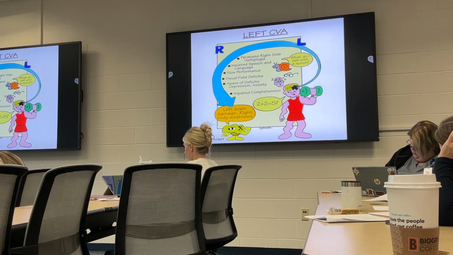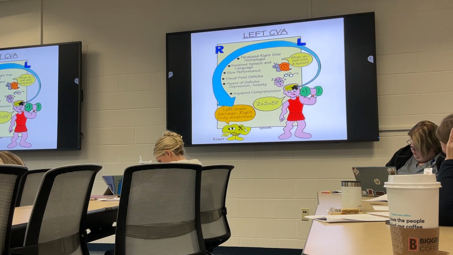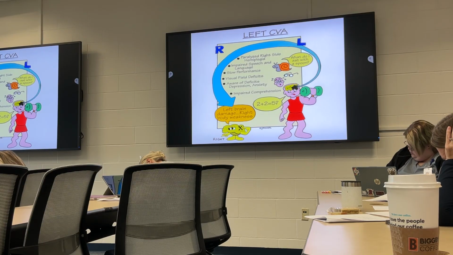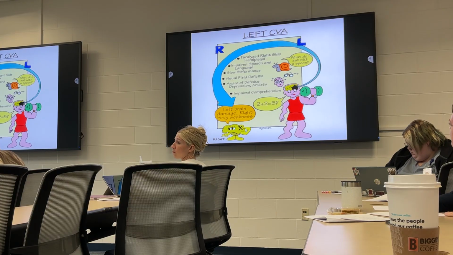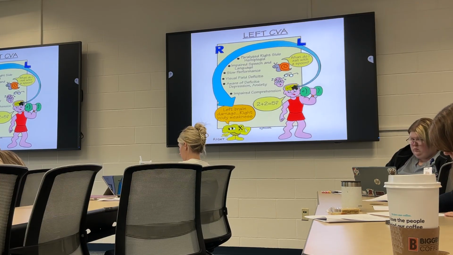So with a left CVA, I always think your left side is the smart side. They can do math, they can write. Left is language and logic. Wait, you said left is the smart side? Yeah, left is the smart side because they can do math problems. Left is language and logic, right is calculus.